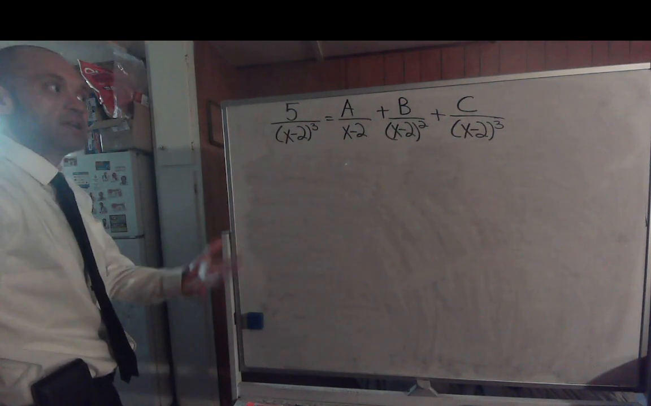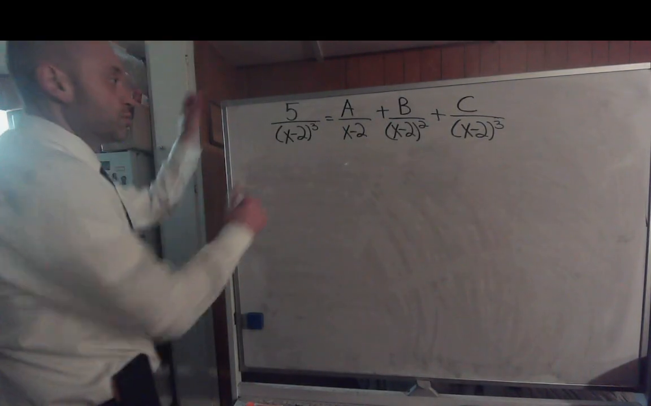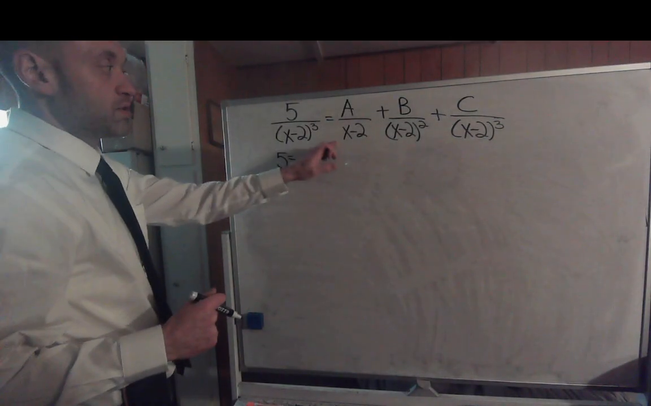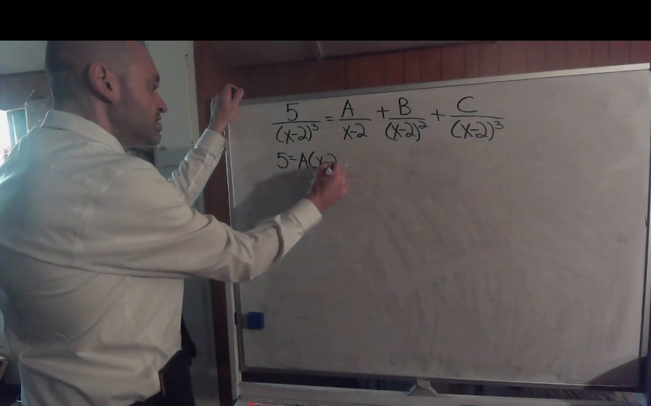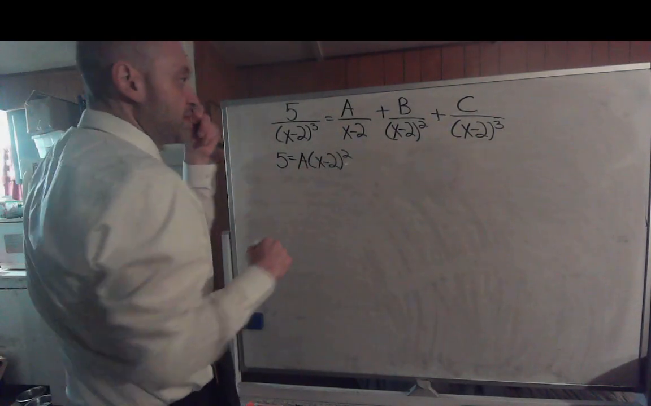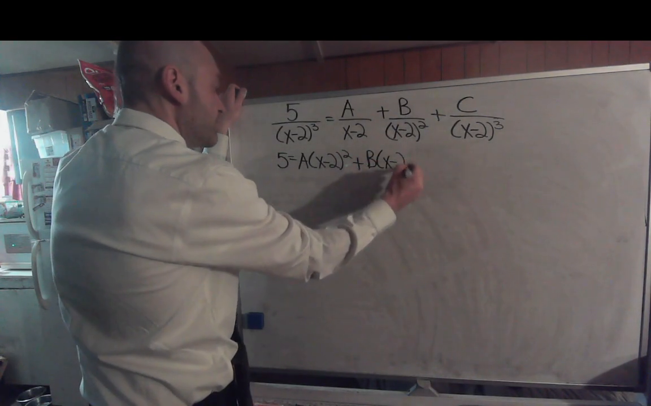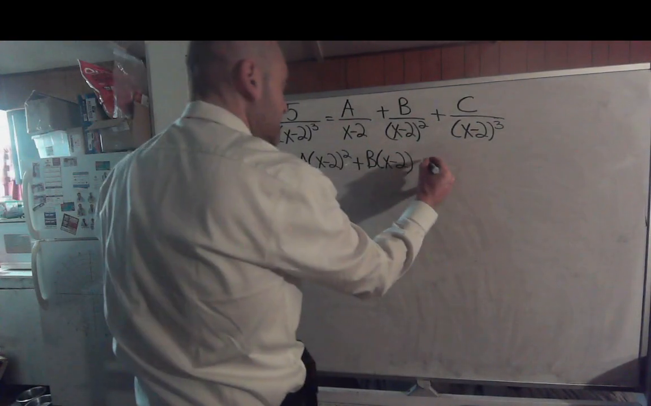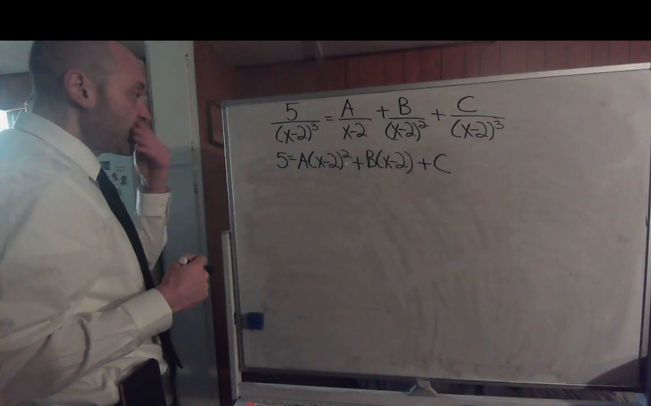Now go ahead, multiply both sides by the common denominator, which would make the left side just become 5. Multiply the first term of the right side, you'll end up with a times the quantity of x minus 2 to the second power. Multiply your second term by the common denominator, that'd be plus b times x minus 2 to the first. Multiply your third term, you would just get plus c. So that's not so bad.